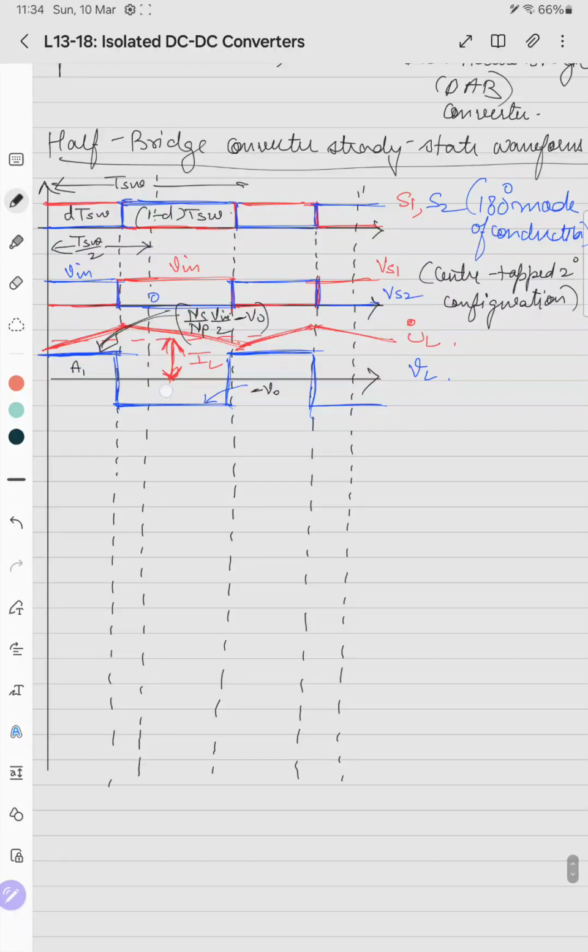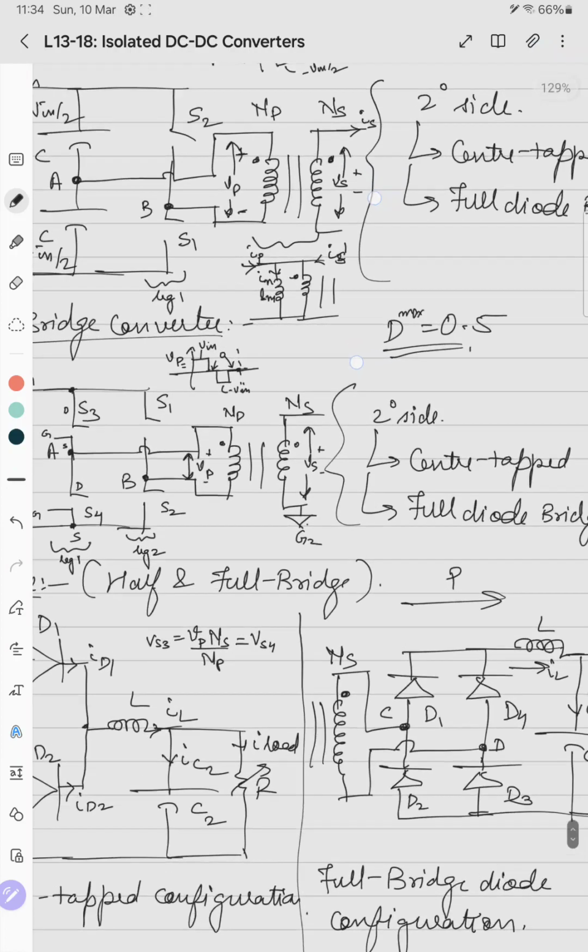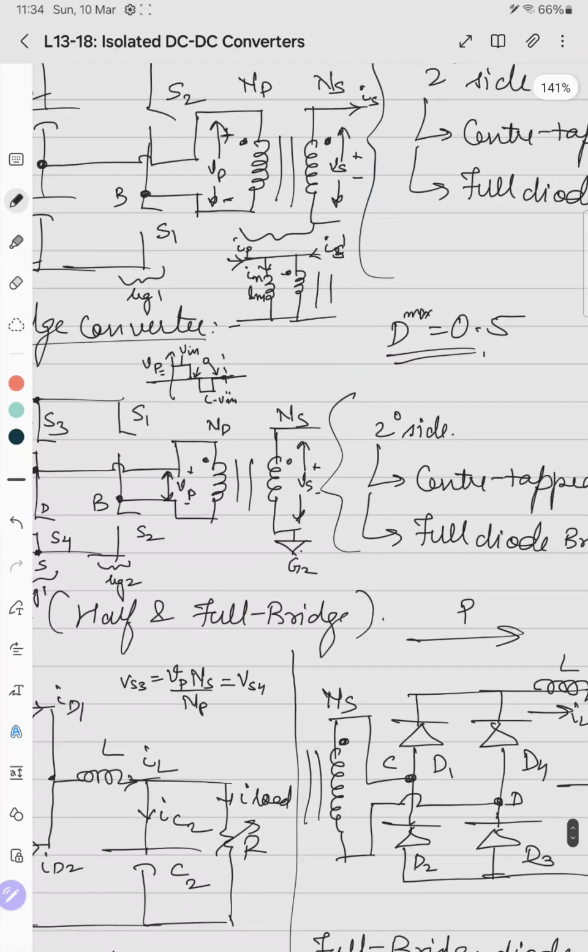So this is A1 and this is A2. We can apply the volt second balance and verify the steady state relation between input and output voltage. Actually, the input side is not center tap. The secondary side is, after the transformer, the center tap one.